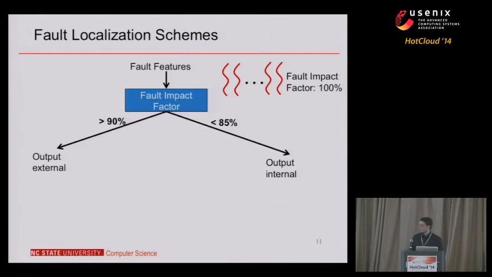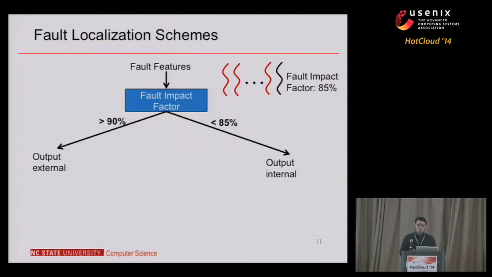So just a simple, quick example here. We can see that there are several threads executing, and all of the threads have been affected. So in this case, our fault impact factor would be 100%. We would say that it's an external problem. On the other hand, if we see that something like 10% of the threads are affected, that's significantly less than 100%, we would say this is an internal problem. But now, what happens if we're in the middle? What happens if we have 85%? Most of the threads are affected, but not all of them. You're kind of in the middle.